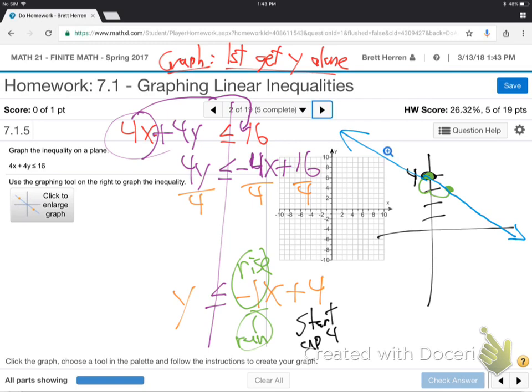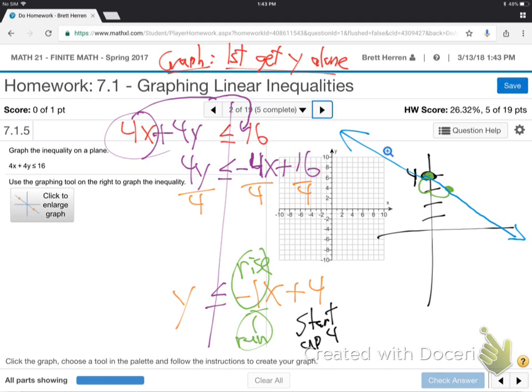You see what I did? I started at up 4 and went down 1 over 1 because the slope, negative 1, you make it look like a fraction. If it's not a fraction, you put it over 1 because that's the same thing. Negative 1 over 1 is the same thing as negative 1. Down 1, over 1.